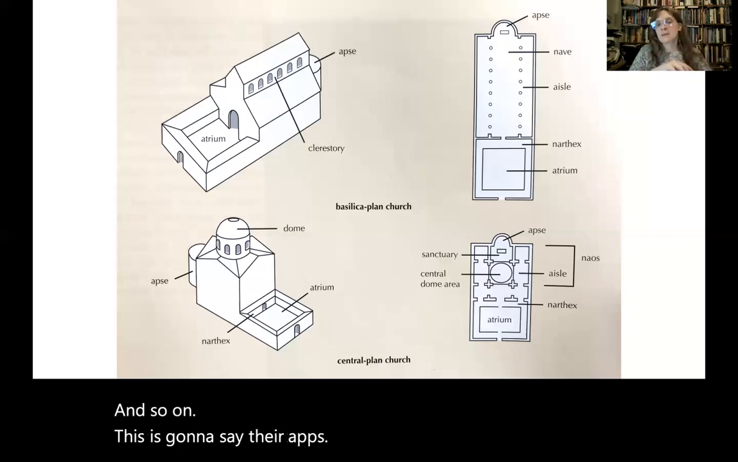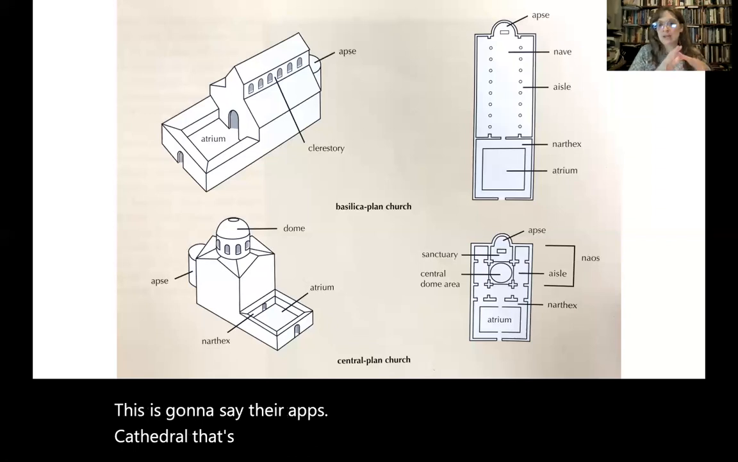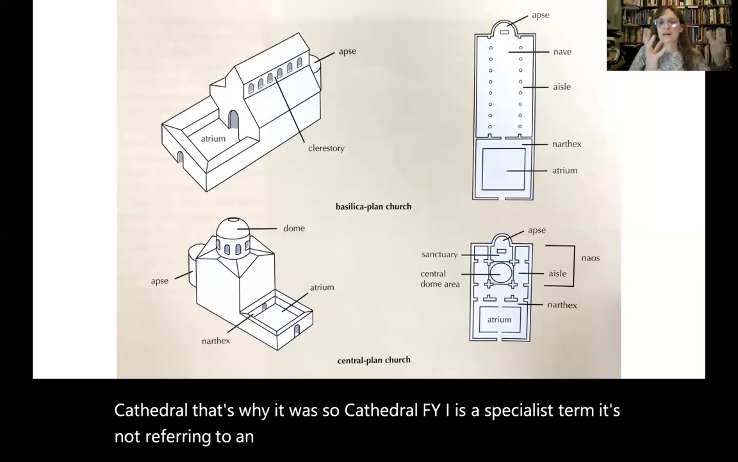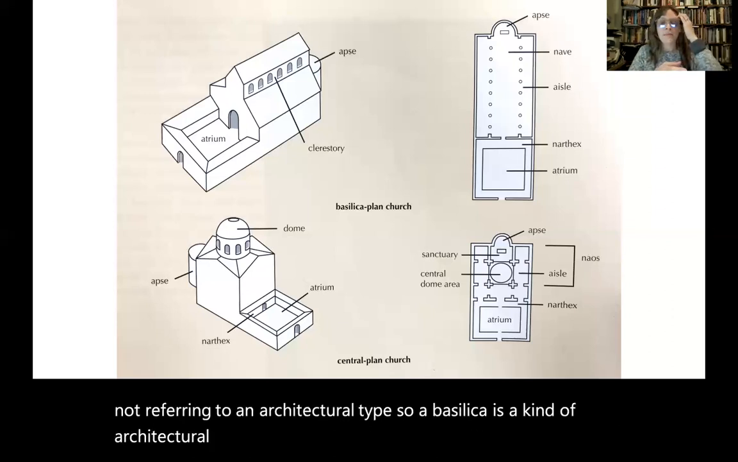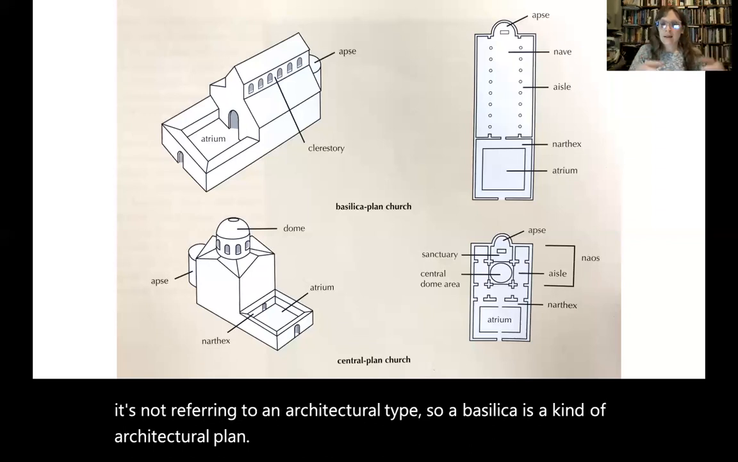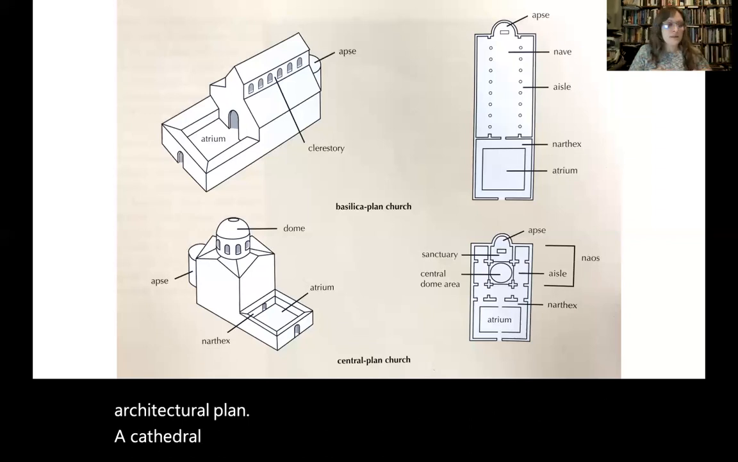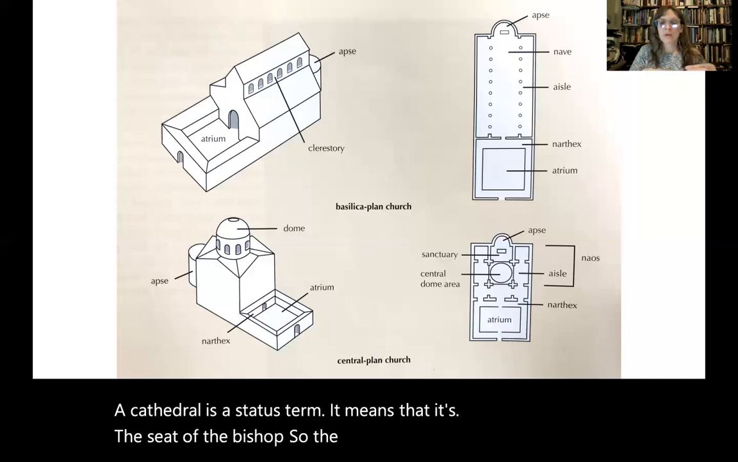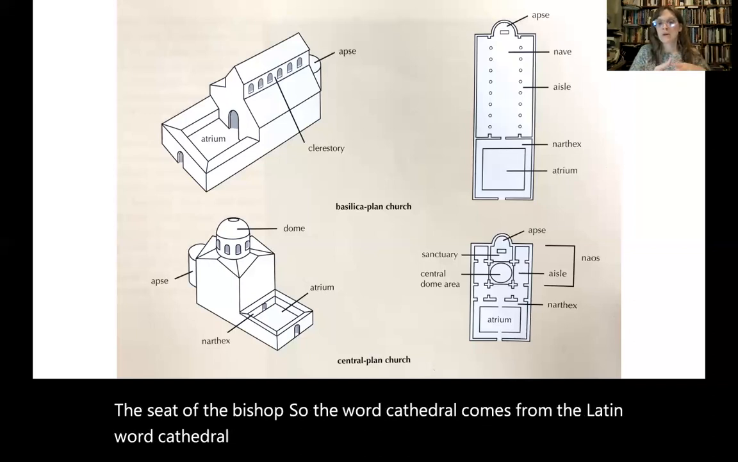Oh, cathedral, that's what it was. So the cathedral, FYI, is a specialist term. It's not referring to an architectural type. A basilica is a kind of architectural plan. A cathedral is a status term. It means that it's the seat of the bishop. The word cathedral comes from the Latin word cathedra, which means chair. So it's the bishop's home church, just a side note.